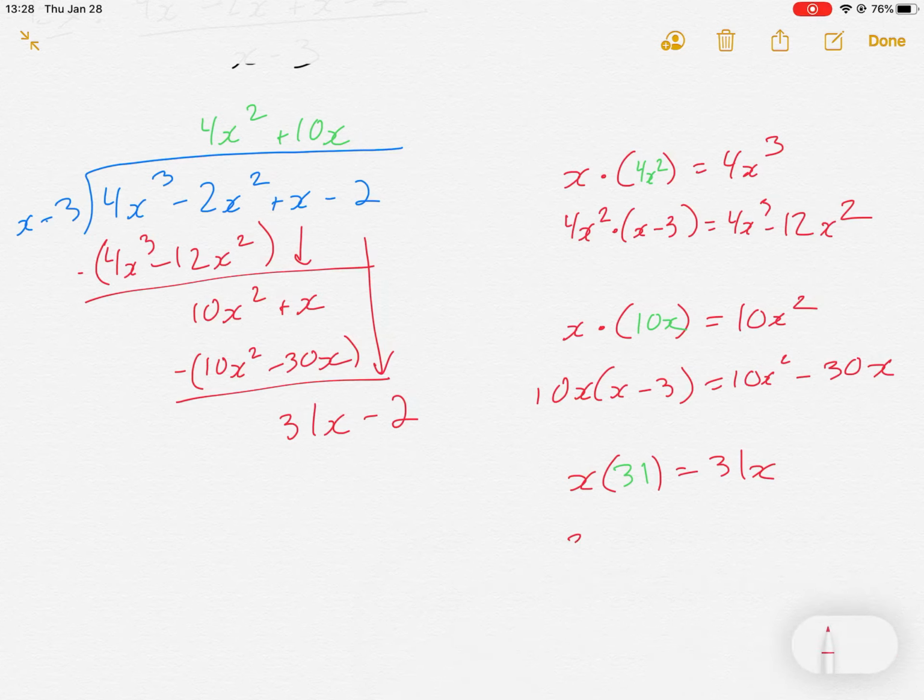Okay, and so now we distribute the 31. So I get the 31x minus 93.